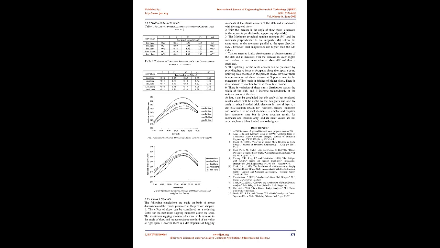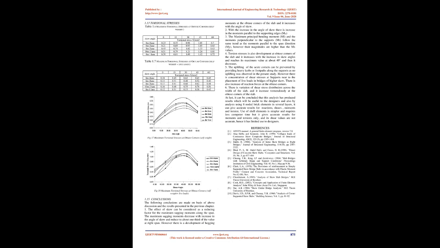2. With the increase in the angle of skew there is an increase in the moments parallel to the supporting edges, MZ. 3. The maximum principal bending moment, M1, and the moments perpendicular to the supports, MY, follow the same trend as the moments parallel to the span direction, MX, however their magnitudes are higher than the MX values. 4. Torsion stress also develops at the obtuse corners of the slab and it increases with the increase in skew angle and reaches its maximum value at about 40 degrees and then it decreases.